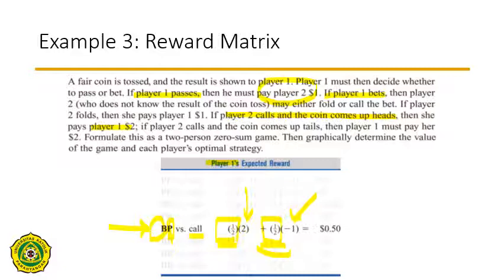Okay, so the expected reward for this pair of strategies, BP versus call, is $0.50 for player 1. In other words, in this scenario, BP for player 1 and player 2 plays the strategy call. Player 1 may expect the reward of $0.50.